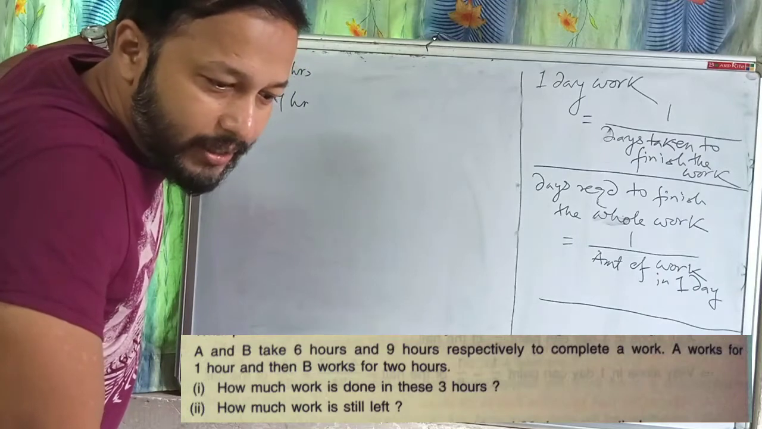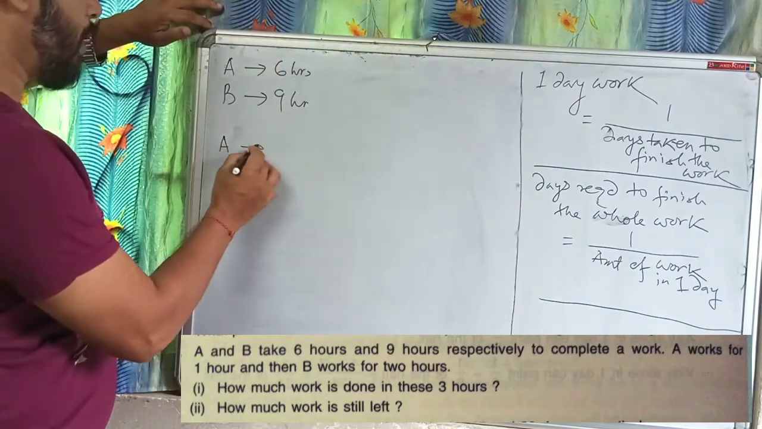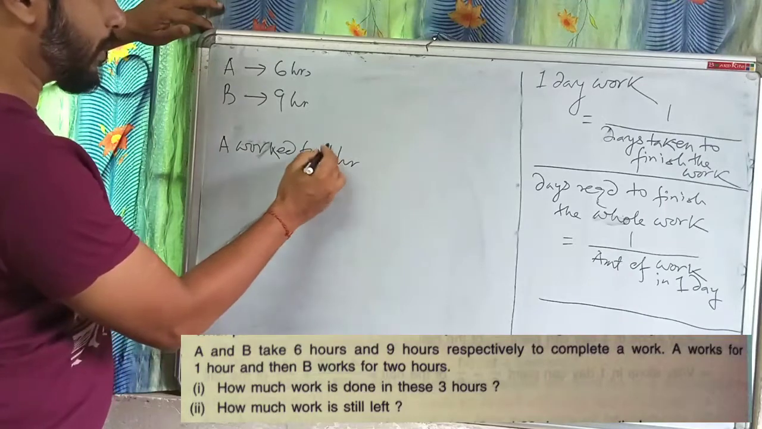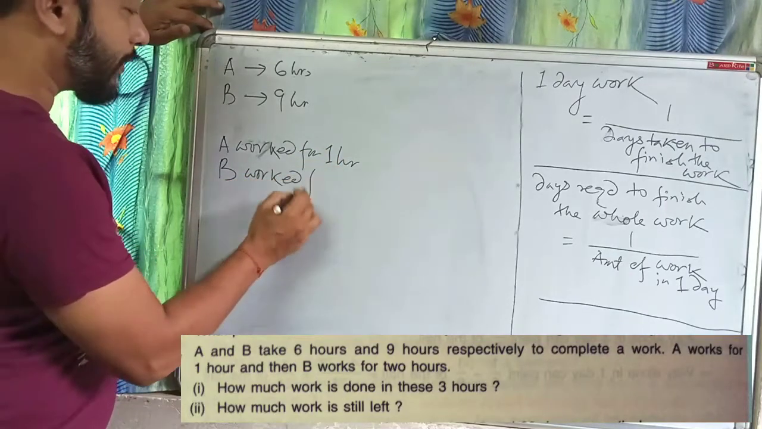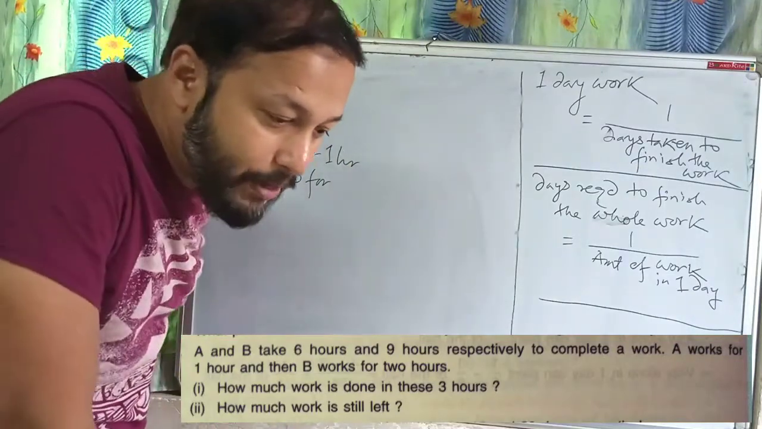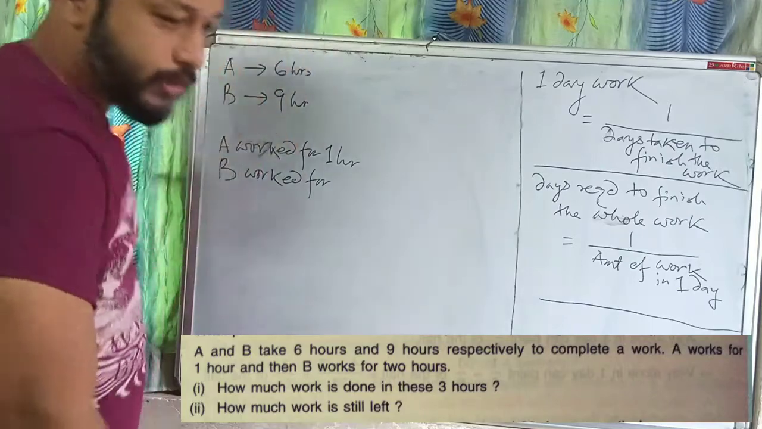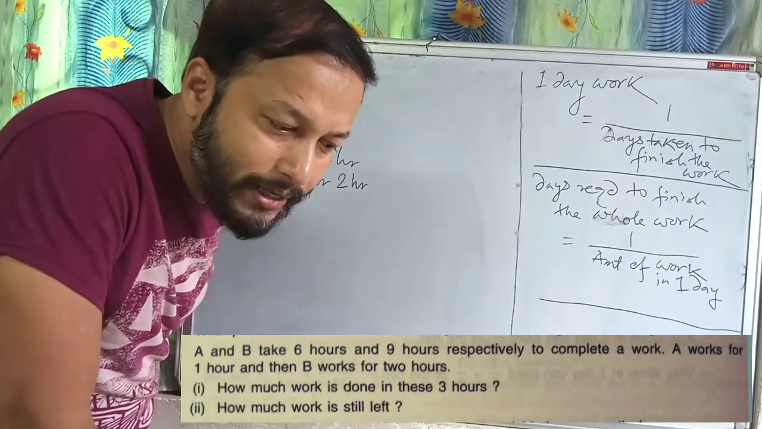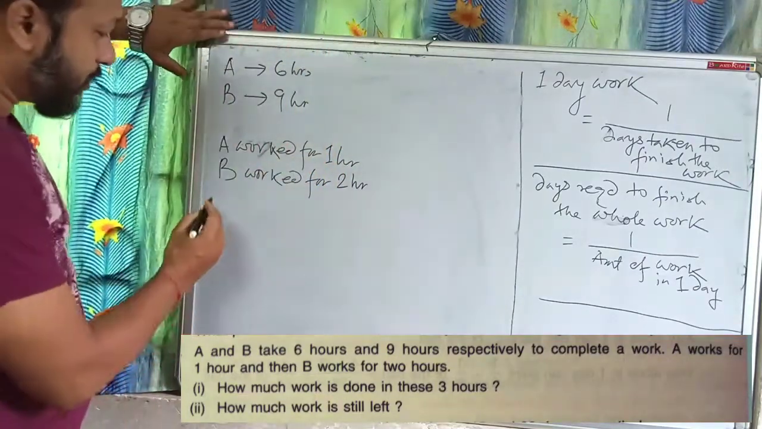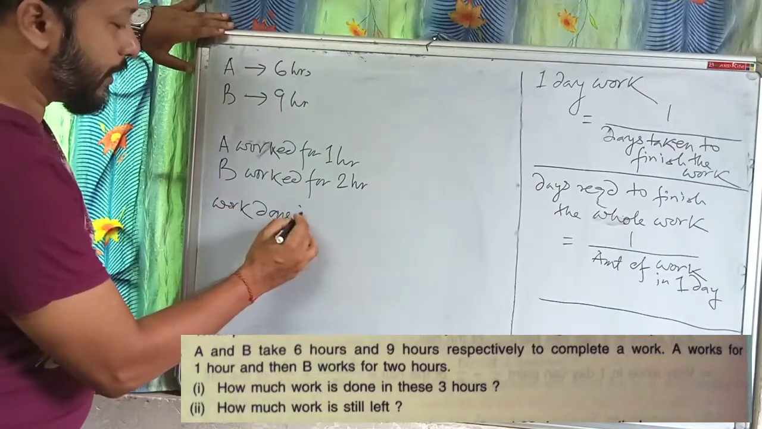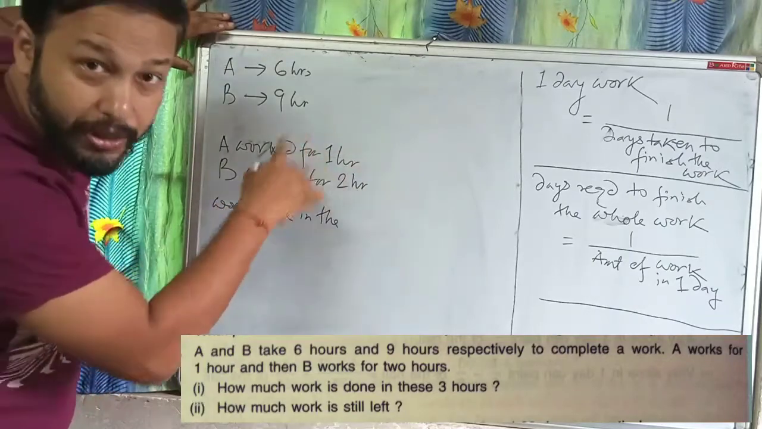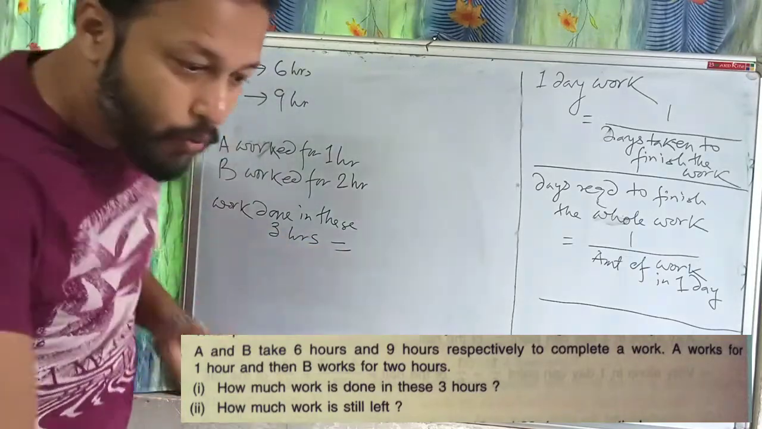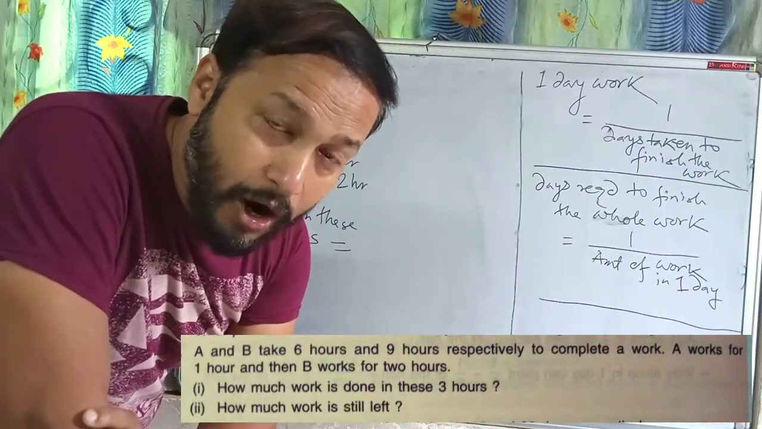Now what happened? A works for 1 hour, and B worked for 2 hours. All this information is given in the question. Now, what you have to find? You have to calculate how much work is done in these 3 hours, 1 plus 2, 3 hours. Plus, you have to find how much work is still left.